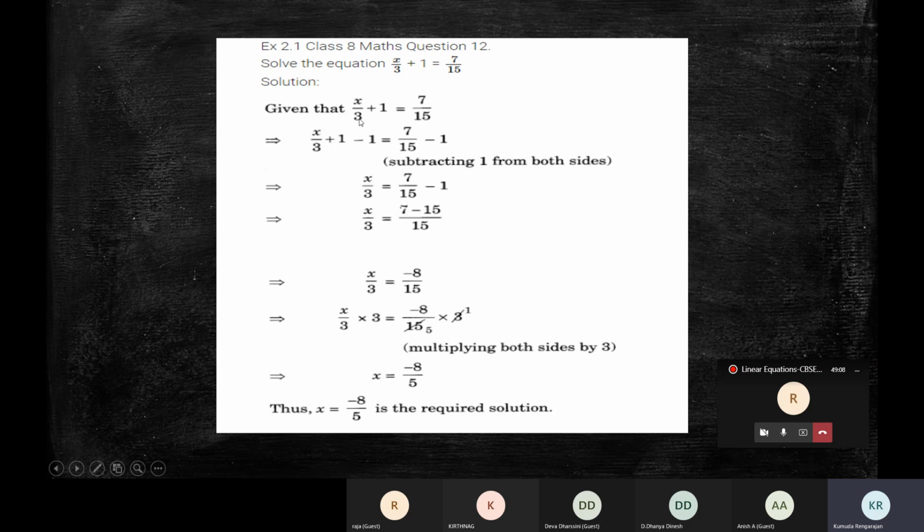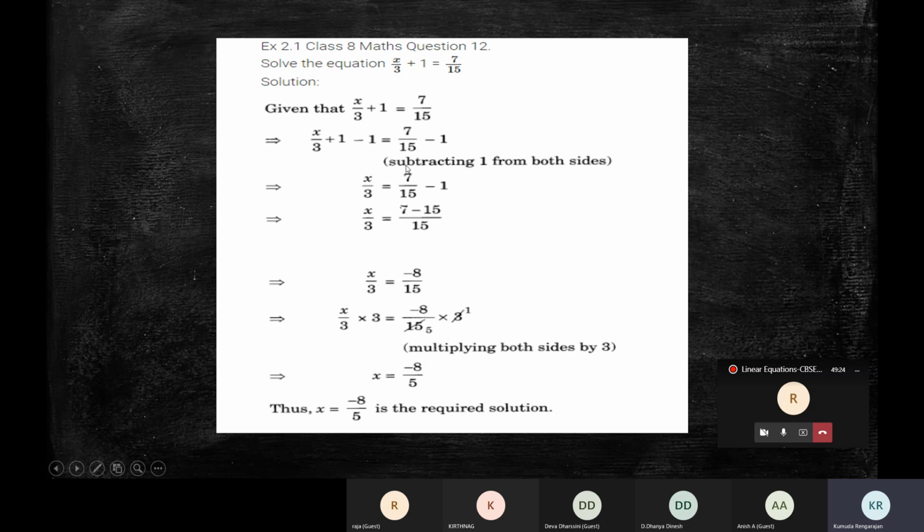So I told you, in this equation x and 3 are in division, x divided by 3, and there's plus 1. So we need to first get rid of plus 1. So we subtract 1 on both sides. Plus 1 minus 1 gets cancelled, it is 0.